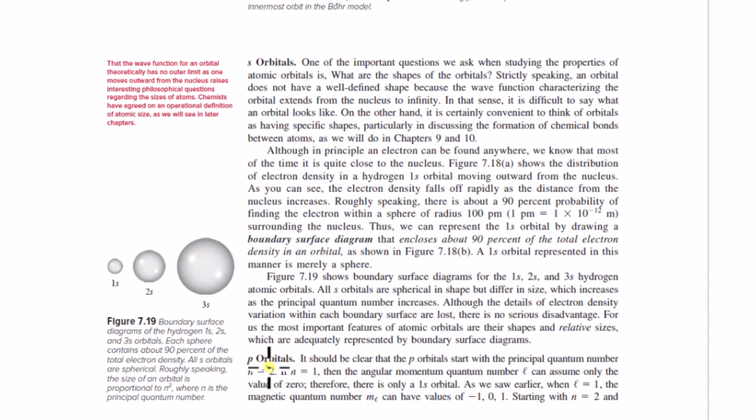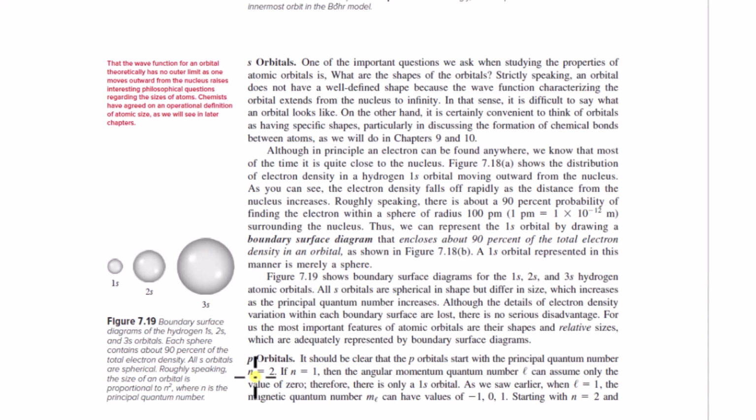All right, p orbitals. It should be clear that the p orbitals start with the principal quantum number n equal to 2. The reason is that you take the principal quantum number, subtract 1, and that gives you the possible values of L. If n is equal to 1, 1 minus 1 is 0. The possible values of L are just 0.